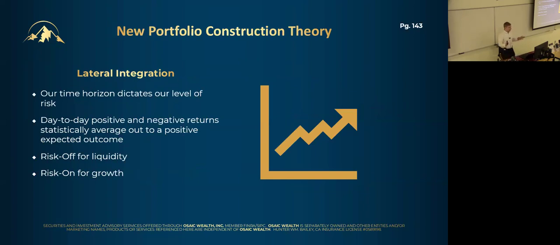Day-to-day positive and negative returns statistically average out to a positive expected outcome. That's why, when people like to bring up what's happening in the news or all these sorts of things, yes, they can really increase short-term volatility. Things can get really hairy in the short term. But time and time again, you give it some time, you move forward, and things tend to even out. They tend to figure out how to work, and then they continue growing.